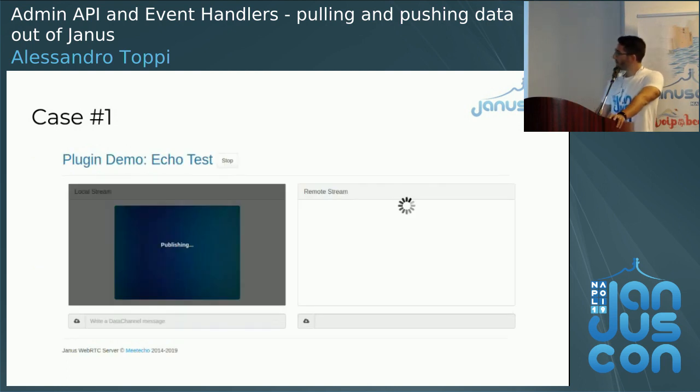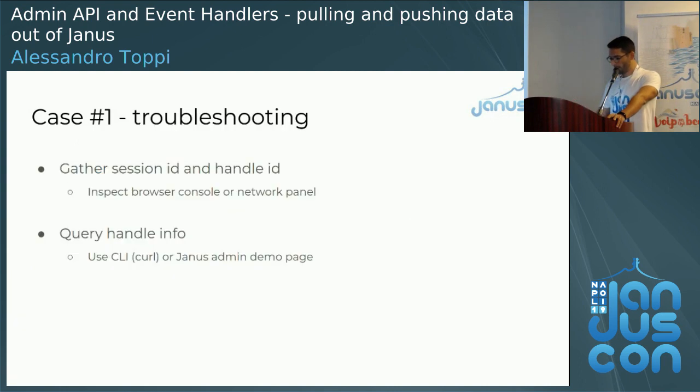This is what the user is viewing on their browser by using the Janus EchoTest web page. There is a spinner going. In order to troubleshoot, we need to gather the session ID and the handle ID, and to get this information, we just inspect the browser console or the network panel. We have many ways to get that information, and then we just request the handle info by using a command line tool like curl, or simply getting it in a Janus Admin API demo page like I showed before.